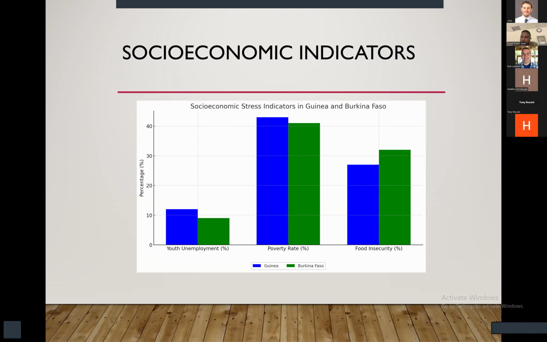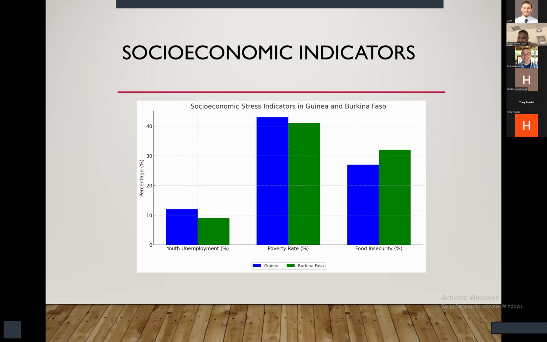In this slide, it presents a comparison of key socio-economic stress indicators: youth unemployment, poverty rates, and food insecurity in Guinea and Burkina Faso, offering insights into structural pressures that may contribute to political instability or regime collapse. Starting with youth unemployment, Guinea shows a significantly higher rate compared to Burkina Faso. Youth unemployment is a critical metric in fragile democracies, as disillusioned young people are more likely to disengage politically or participate in unrest, especially in urban areas with limited economic opportunities.